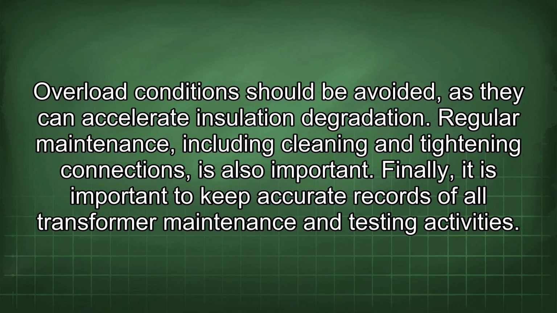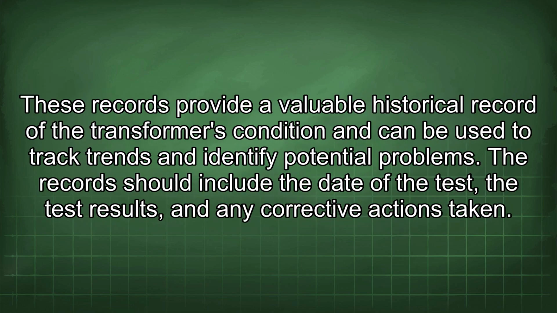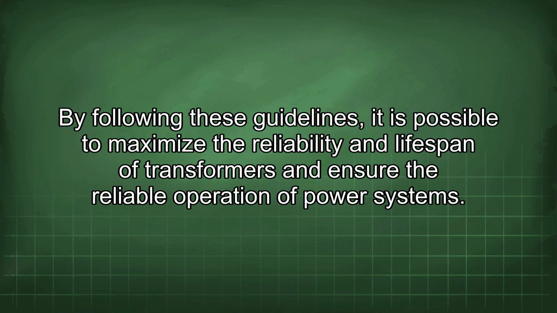Finally, it is important to keep accurate records of all transformer maintenance and testing activities. These records provide a valuable historical record of the transformer's condition and can be used to track trends and identify potential problems. The records should include the date, the test results, and any corrective actions taken. By following these guidelines, it is possible to maximize the reliability and lifespan of transformers and ensure the reliable operation of power systems.